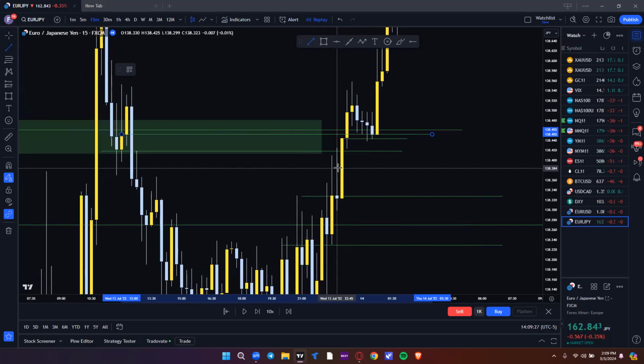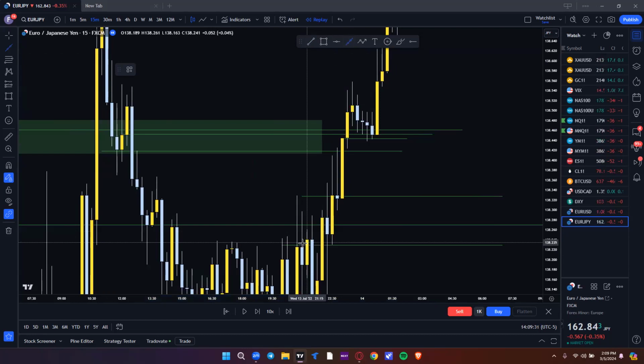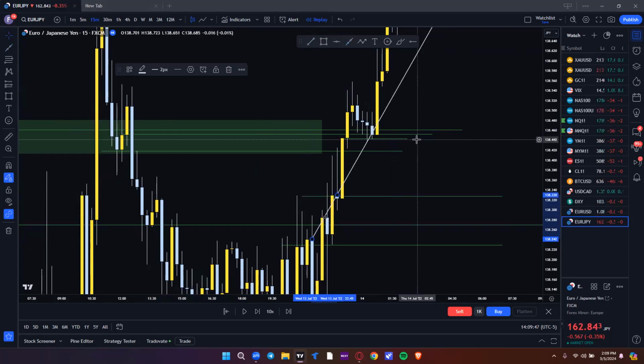Trend lines aren't required all the time, but if I were to find one, let's see if there's something there for me. Yeah, I would use this as a confluence. I would use that as a confluence. Yeah, that's it.